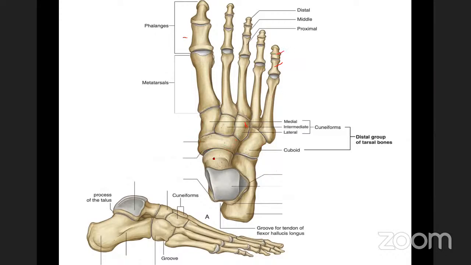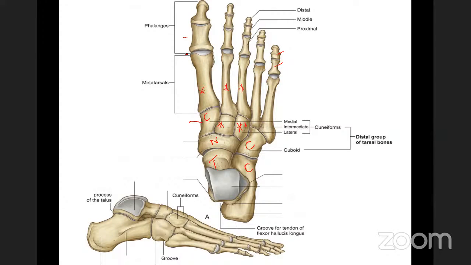So this bone, what you're seeing here, that is the talus. This is the calcaneum. This boat-shaped bone is called the navicular bone. This is the cuboid bone. These three are the cuneiform. Medial cuneiform, intermediate cuneiform, lateral cuneiform, and these are the metatarsals. First metatarsal, second metatarsal, third, fourth, and the fifth metatarsal.